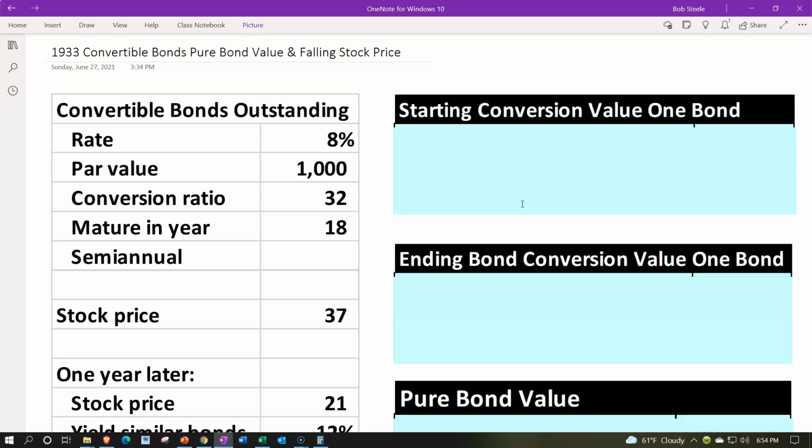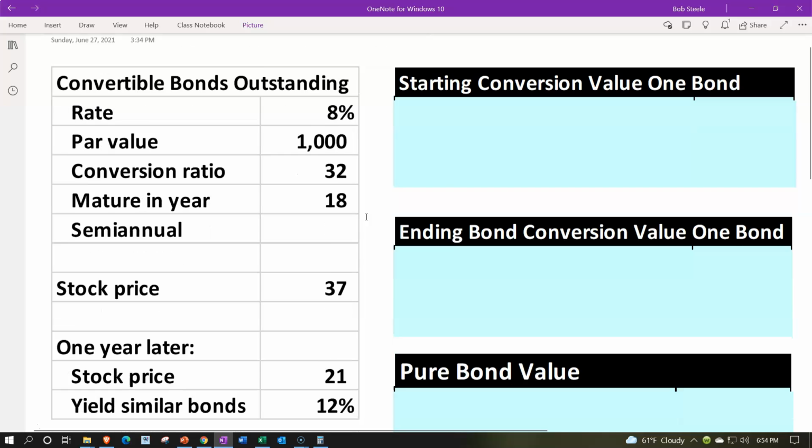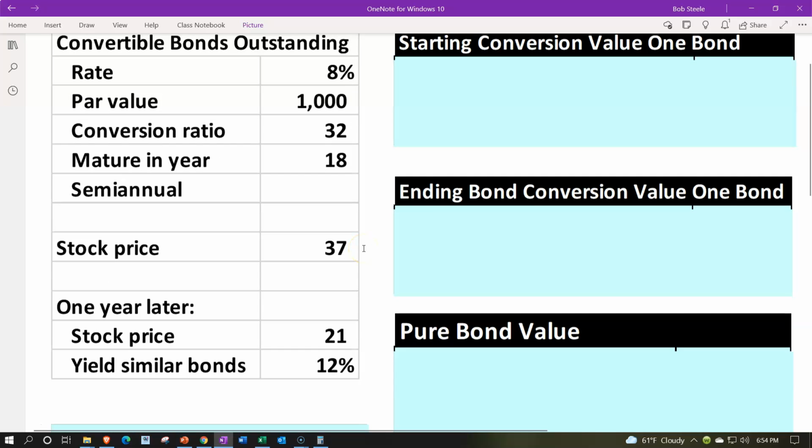So we have the convertible bonds outstanding, rate 8%, the par value at $1,000, the conversion ratio, meaning the bonds can be converted into 32 shares of common stock. They mature in 18 years, and the interest is paid semi-annually. We have the stock price at $37.